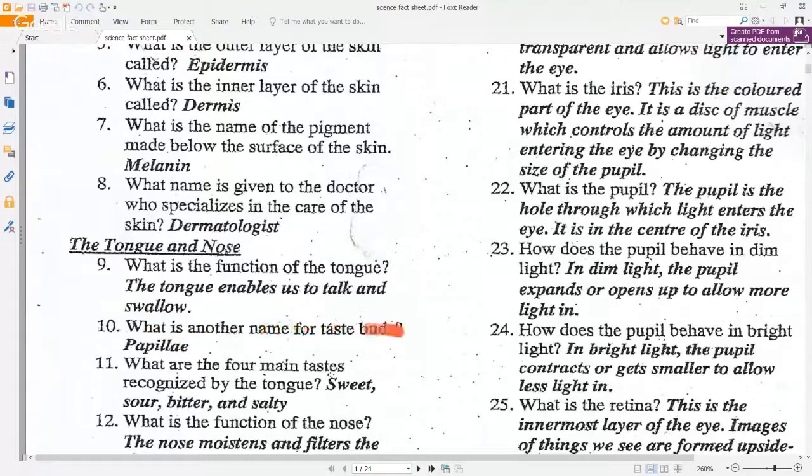What is another name for taste buds? Some people say papillae, some people say papilla. But as long as we have the correct spelling, P-A-P-I-L-L-A-E. Okay. Number 11. What are the 4 main tastes recognized by the tongue? We have sweet, sour, bitter, and salty.